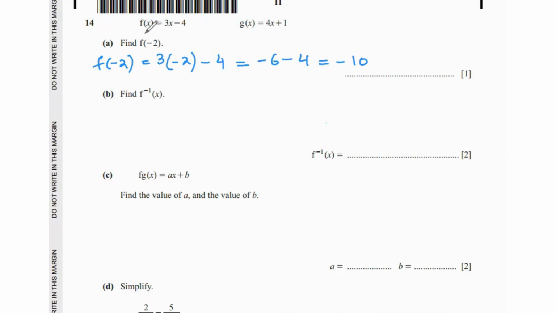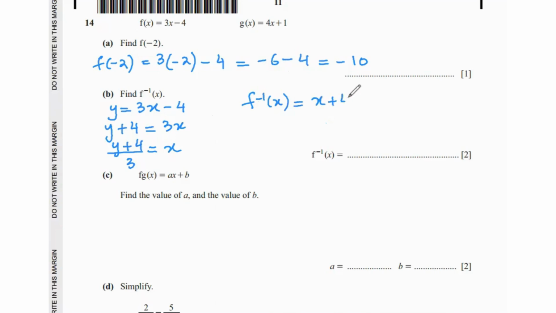Then find the inverse of f of x. So for that, we first begin with replacing f of x with y equals 3x minus 4. Right now, y is the subject of the equation. I want you to make x the subject. So for that, we move 4 to the other side. So we have y plus 4 equals 3x. Then we divide it by 3. So as you can see, x is the subject of the equation now. Last step is replace x with f inverse x and y with x. So we have x plus 4 over 3.